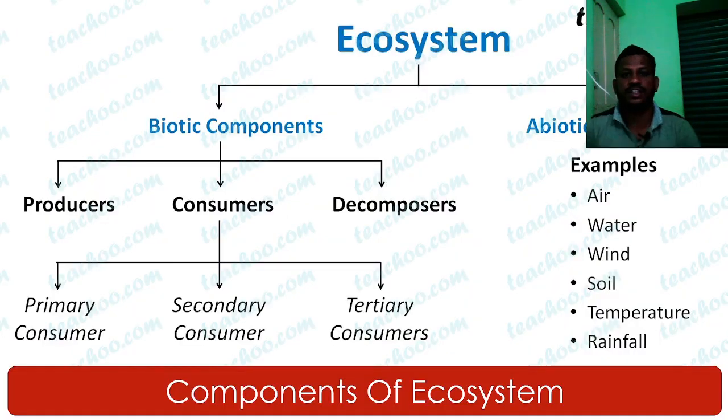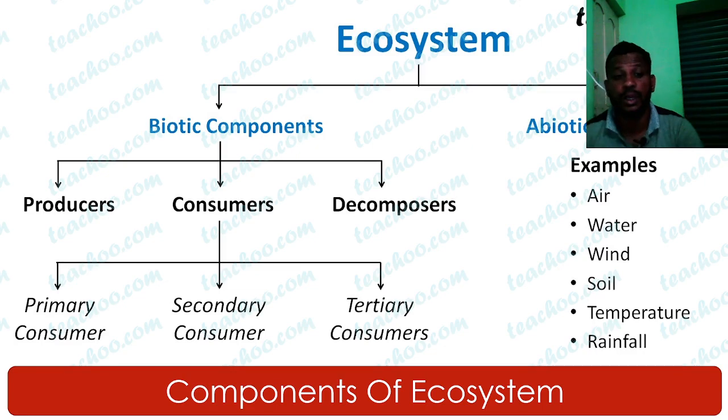Next, the ecosystem. Ecosystem consists of two components: the biotic component and the abiotic component. Abiotic component means non-living things. You can see examples here: air, water, wind, soil, temperature and rainfall. These are all abiotic. Why? Because they don't have life. Soil, stone, air, water don't have life, so they are known as the abiotic component.